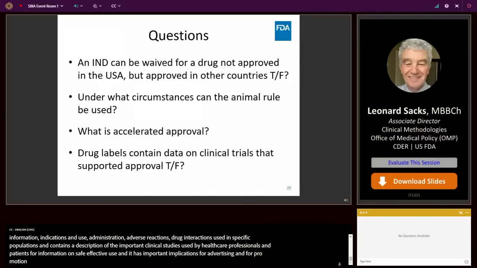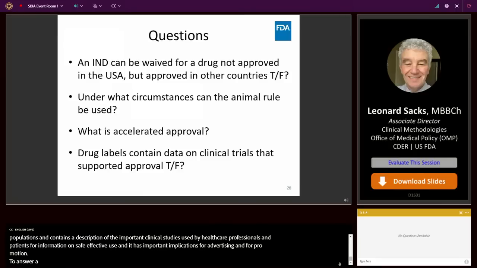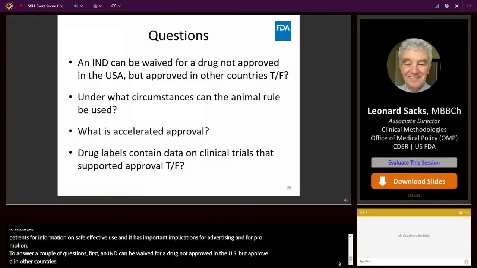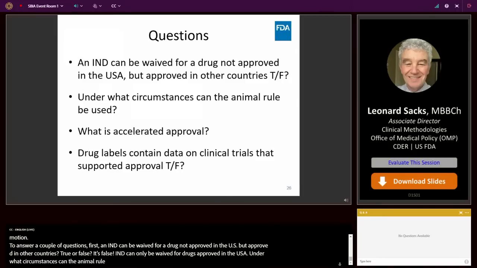To end off, a couple of questions. First, an IND can be waived for a drug not approved in the USA, but approved in other countries. True or false? That's false. INDs can only be waived for drugs that are approved in the USA. Under what circumstances can the animal rule be used? Well, as you'll remember, the animal rule is there for situations where a drug cannot be tested safely or ethically in humans.